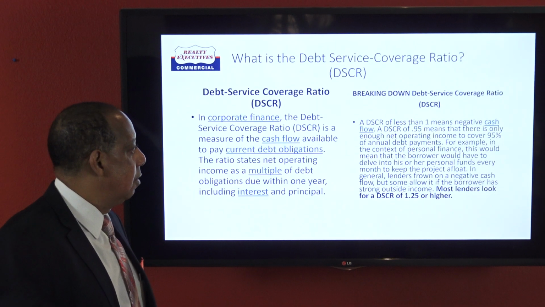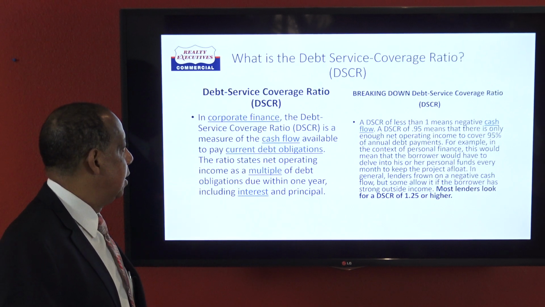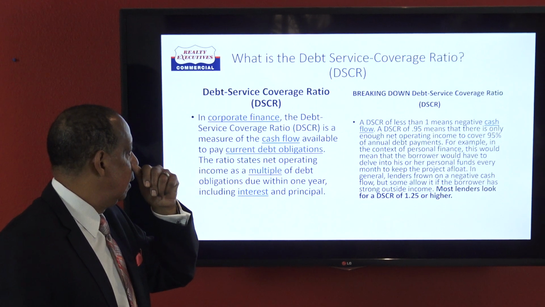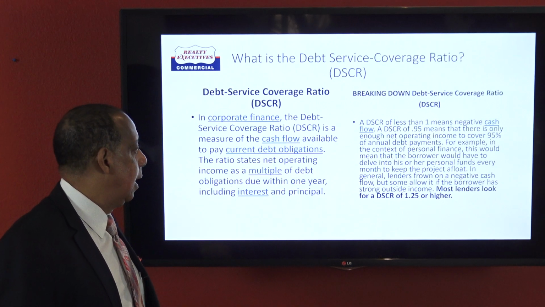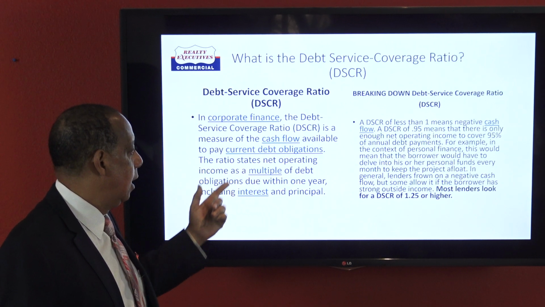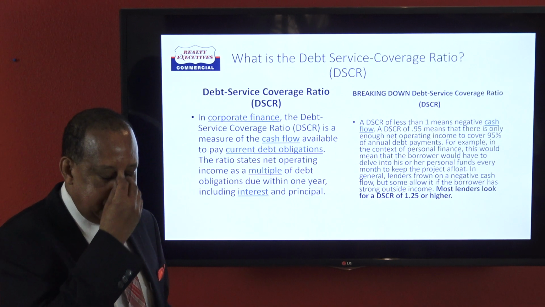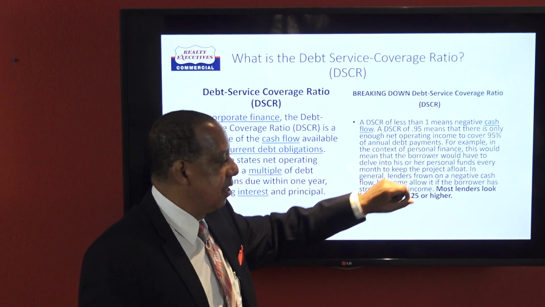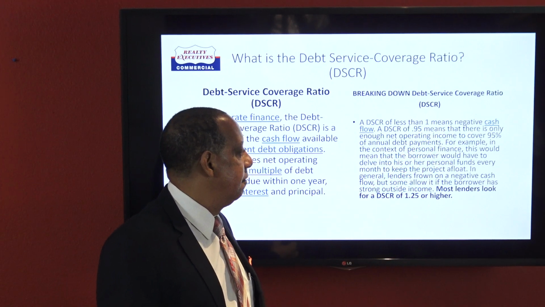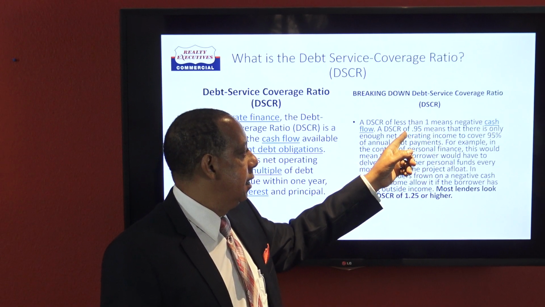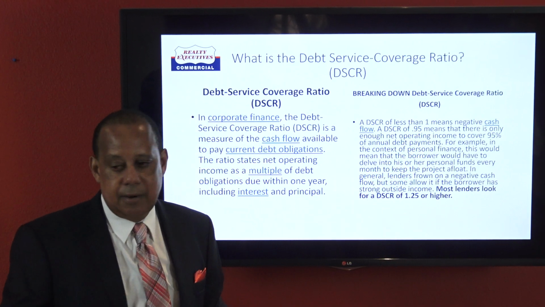All right, let's go to the dictionary and figure out what debt service coverage ratio is. In corporate finance, a debt service coverage ratio is a measure of the cash flow available to pay current debt obligations. The ratio states net operating income as a multiple of debt obligations due within one year, and so on. I'll read a little bit about this and explain what all this means. The DSCR, if less than 1, means negative cash flow. A DSCR of .95 means there's only enough net operating income to cover 95% of debt.